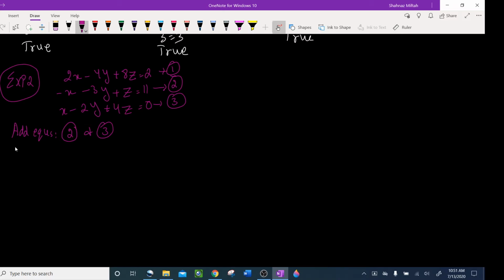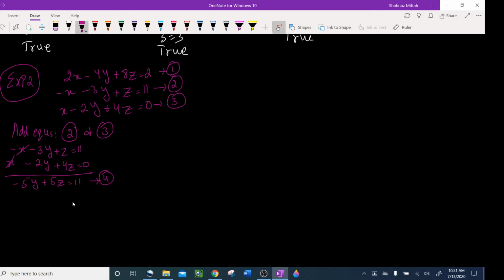So let's write it down, these equations. I have minus x minus 3y plus z equal 11. Then I have x minus 2y plus 4z equals 0. Now you can tell they cancel out, right? So I'm left with negative 5y plus 5z equal 11. And I would call this equation number 4.